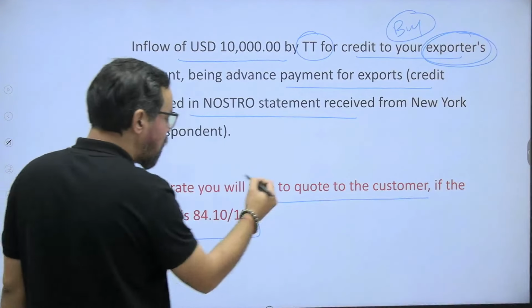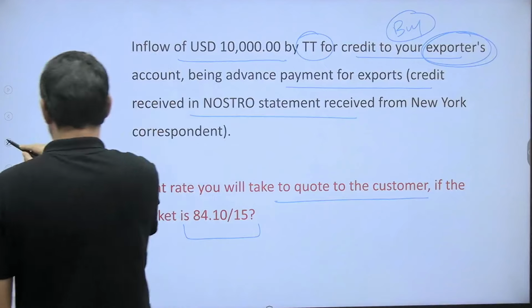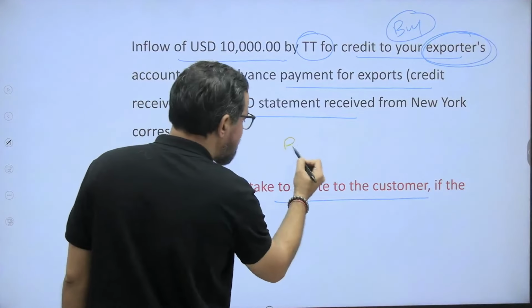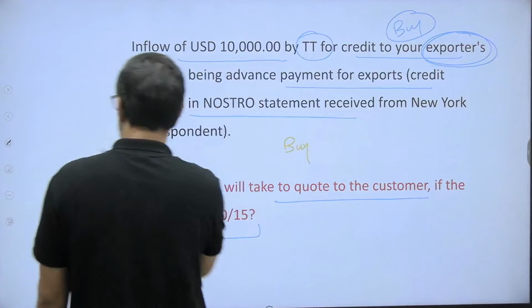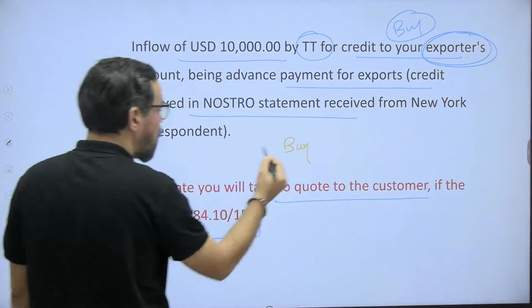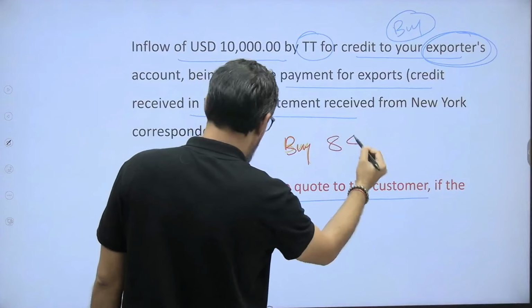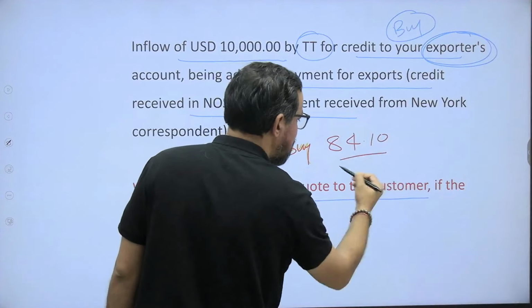You are going to quote, what is the buy rate in this particular situation? So what is your buy rate? So buy rate is equal to 84.10. That is the answer of this question.